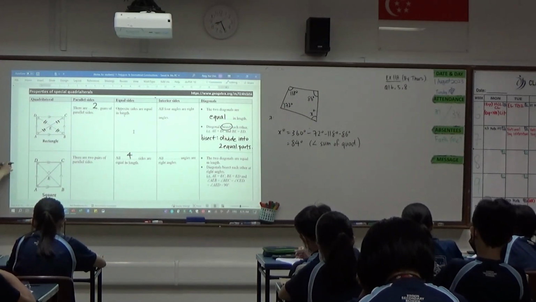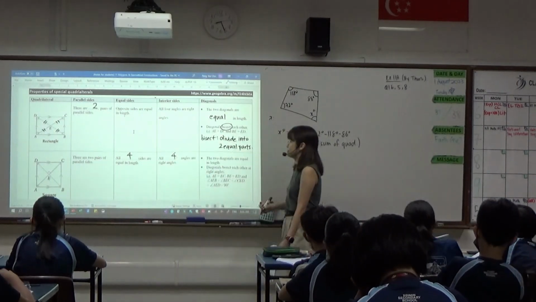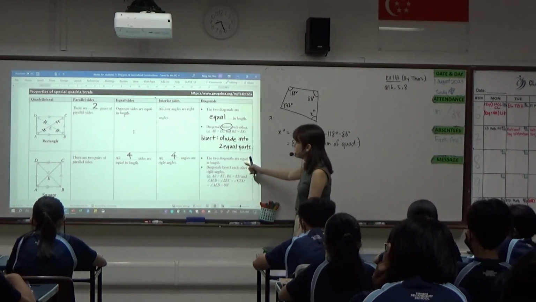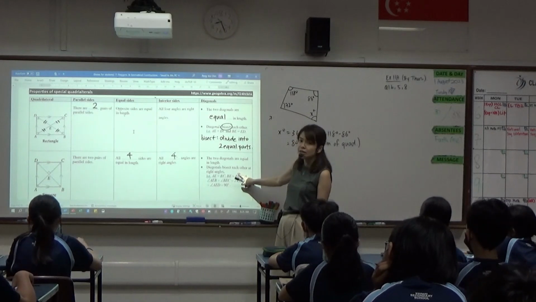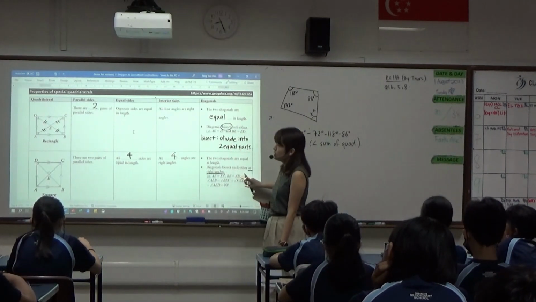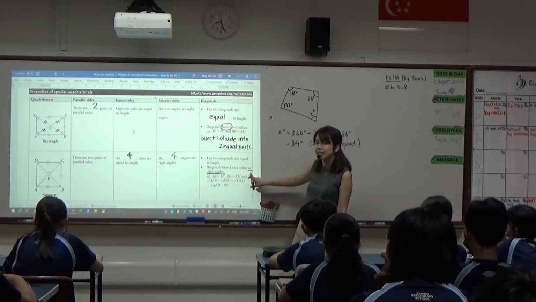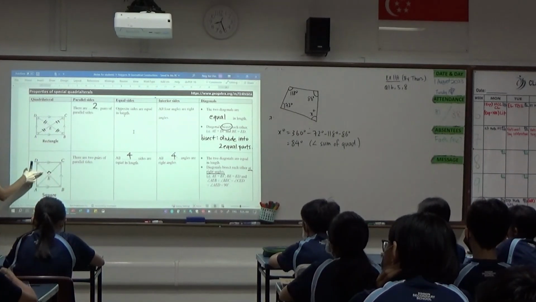Your interior angles, all four angles are also right angles. And then we also see that the two diagonals are equal in length and the diagonals bisect each other. But something that distinguishes it apart from a rectangle is that for a square, the diagonals bisect each other at right angles. So there is that 90-degree angle over here.